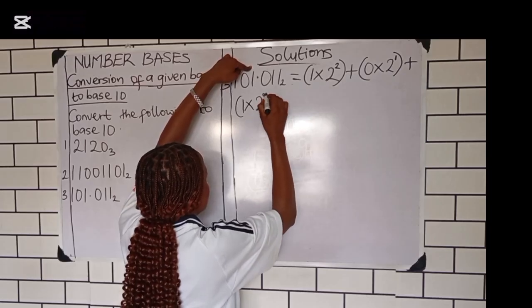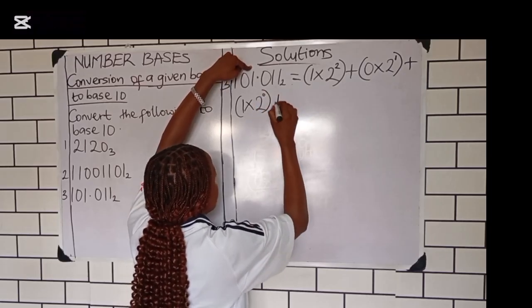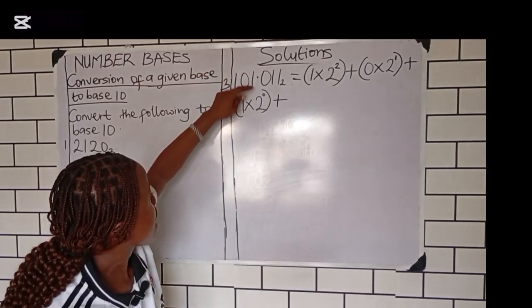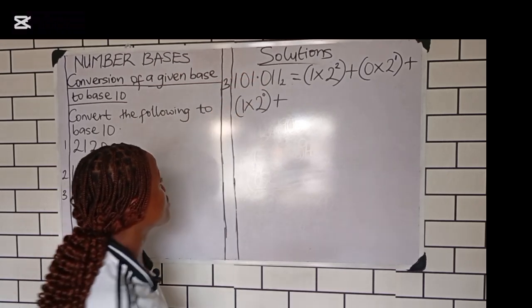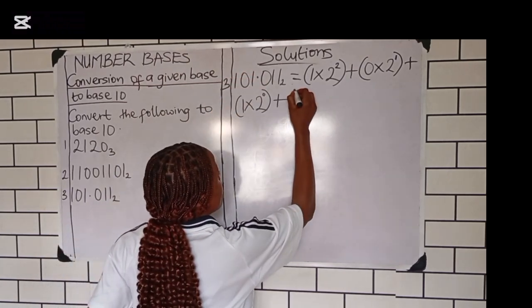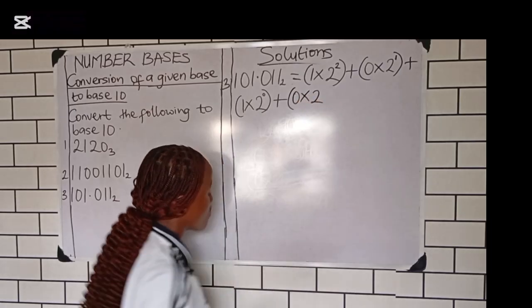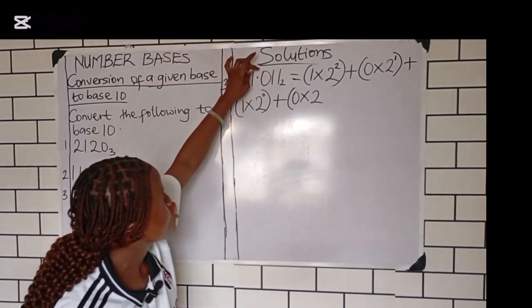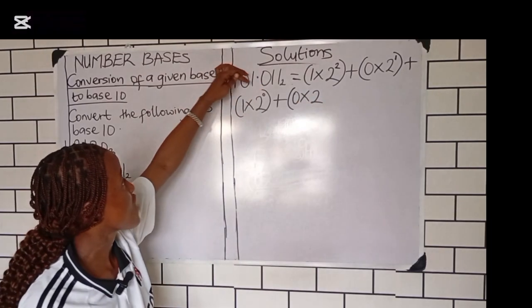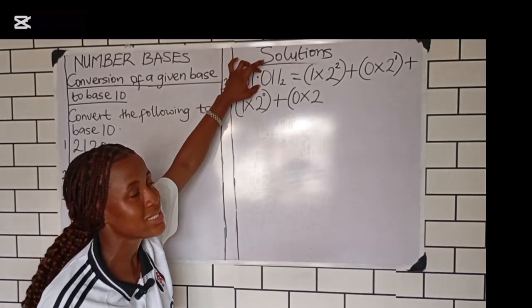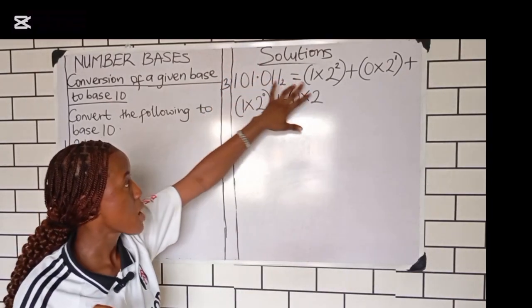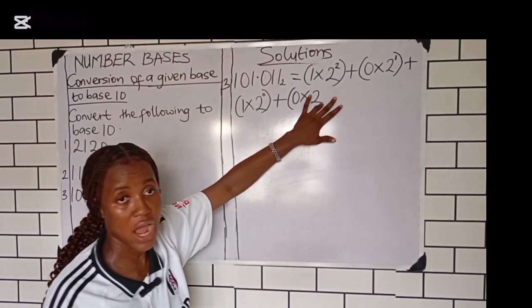Plus, now this next number is 1, open bracket 1 times 2 raised to power 0. Now plus, moving over to the digits after the decimal point, open bracket 0 times 2 raised to power minus 1. Immediately after the decimal point, you start adding what? Minus to the power of whatever base you have.